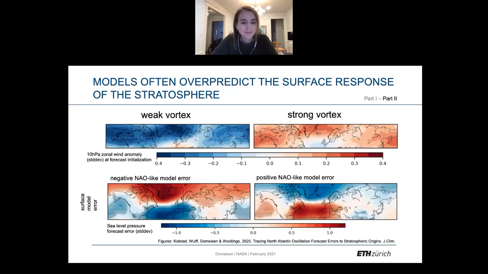Because that's not actually the memory of the atmosphere. So there seem to be some feedback effects, either through the long response in the lower stratosphere, but also through feedback effects in the troposphere, probably through synoptic scale eddies. But how exactly that works is not fully resolved.